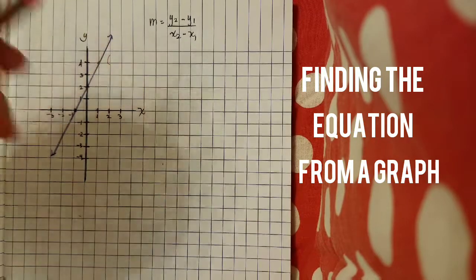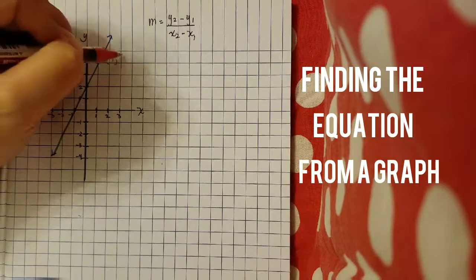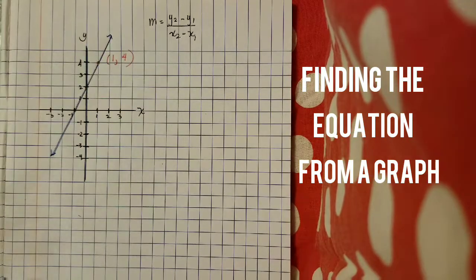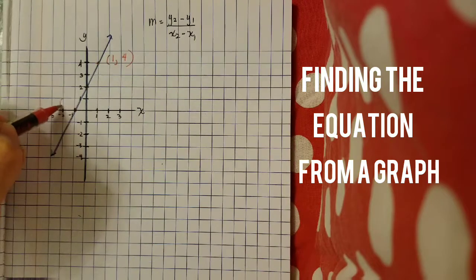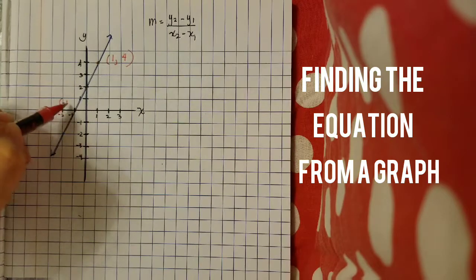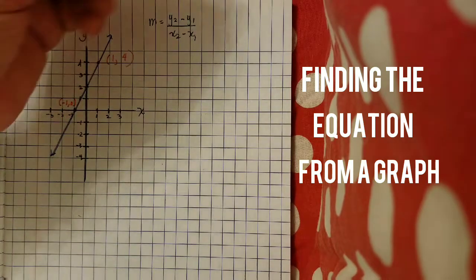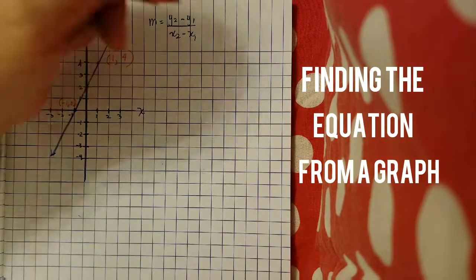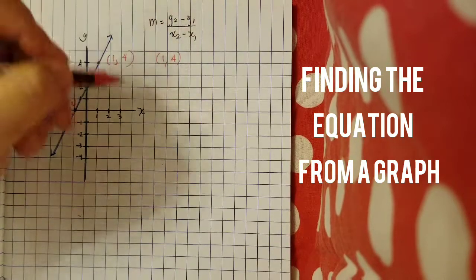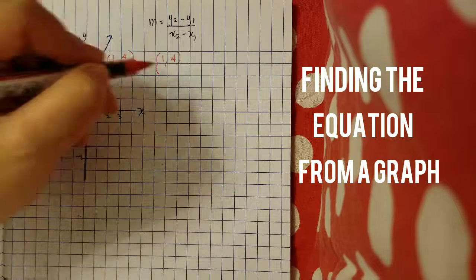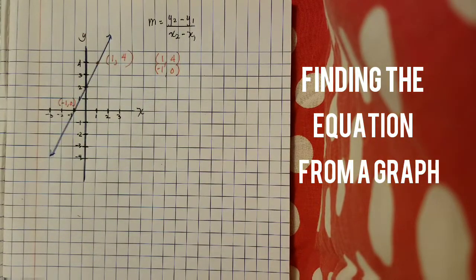So this point, the coordinate points are, you always start with x, 1 and 4. Okay? And the other point we're going to use is x is -1 and y is 0. Okay? Always start with the x. So I'm going to put the coordinate points that we chose. The first one is 1 and 4. And the other one is -1 and 0.